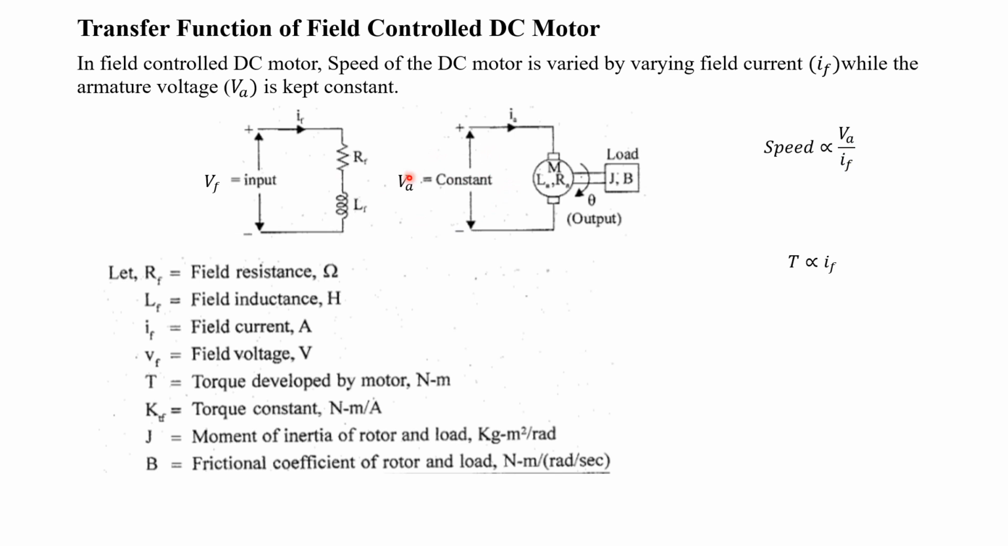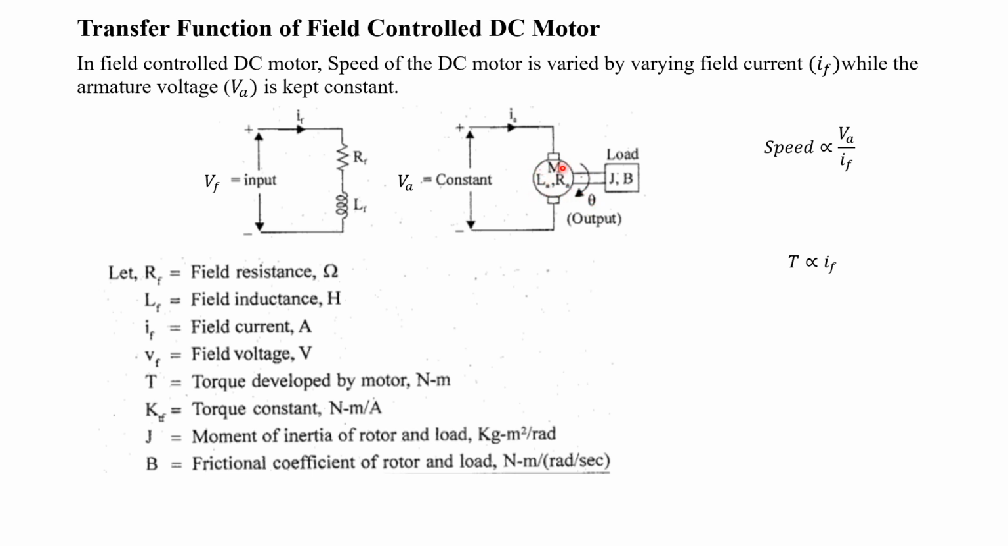So armature voltage is kept constant, by varying this field current If. How to vary If? By varying Vf. Okay, so Vf is made variable. Now when we are varying the value of Vf, there will be a variation in this If. Okay, so this will be internally linked with this part. Due to that there will be a rotation of the motor. The rotating part of the motor is connected to the mechanical load. The load will also rotate in the same direction with the angular displacement of theta.